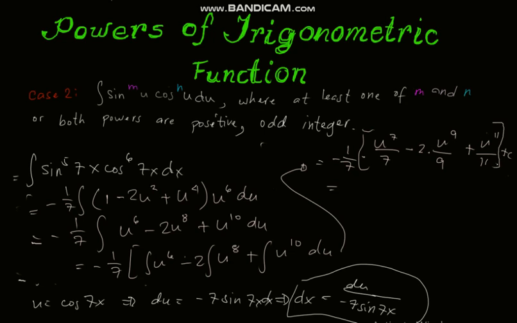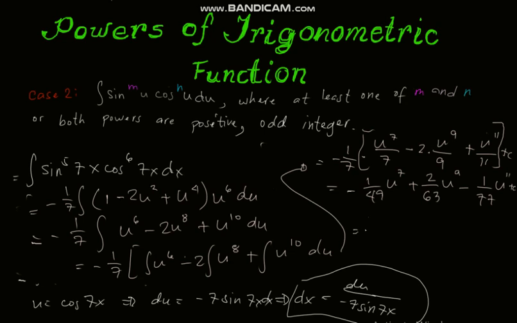So this becomes negative 1 over 49 u raised to 7 plus 2 over 63, since we are going to multiply this whole thing right here, times u raised to 9, plus, oh, this is not plus, this is a negative sign, minus 1 over 77 u raised to 11 plus c.